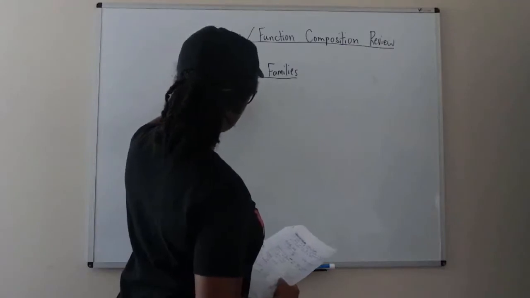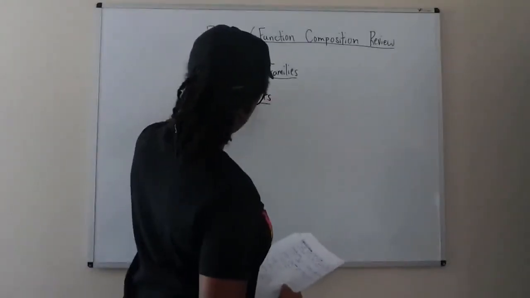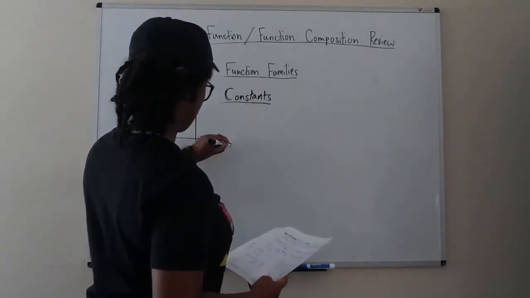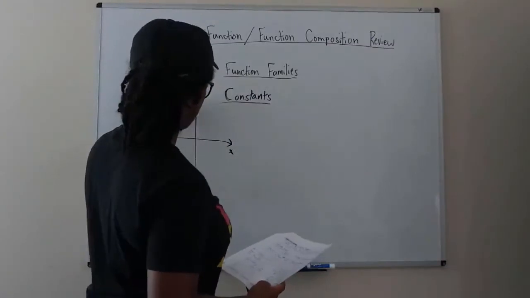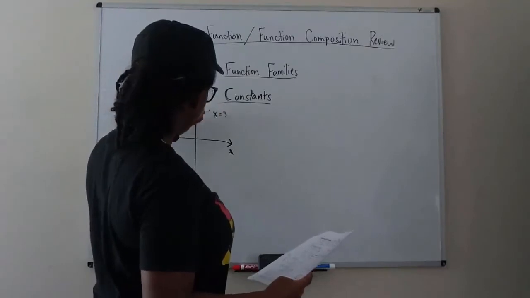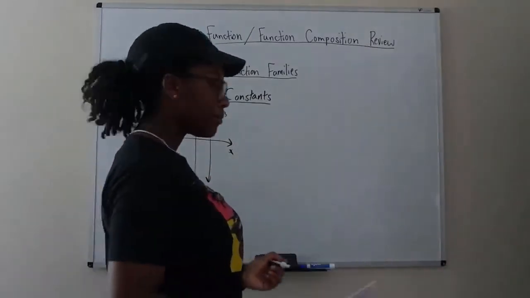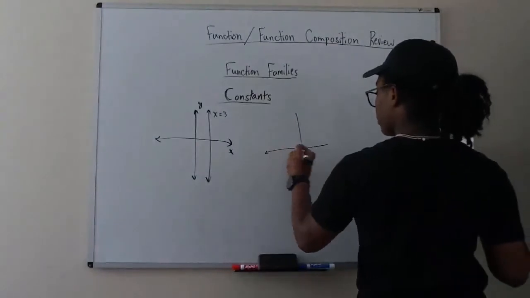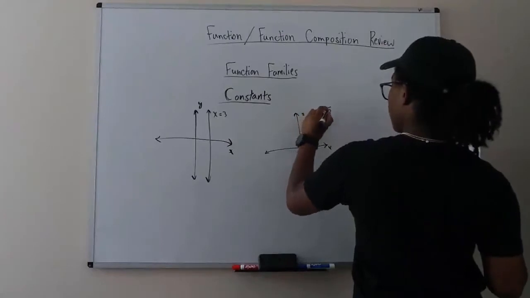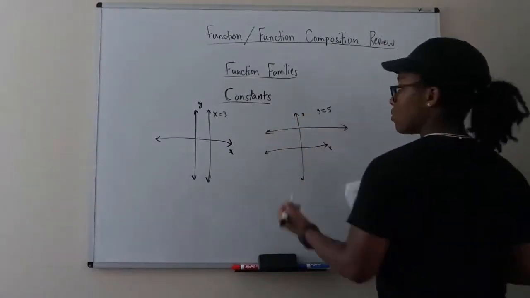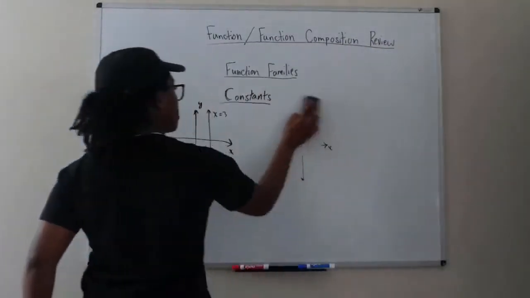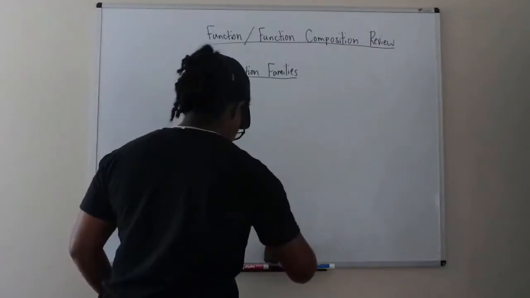This is another type of function you'll see fairly often, and they're pretty simple. They're not made up of much. Also, quick side note, get in the habit of labeling your axes. It just makes things a lot easier. Let's say you have x is equal to 3. This is just going to be a vertical line. And similarly, let's say you have y is equal to 5. That's just going to be a horizontal line. So those are pretty much the constant functions. They can be any number. What matters is that they're constant.